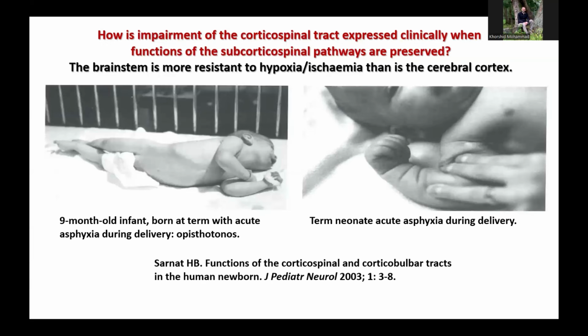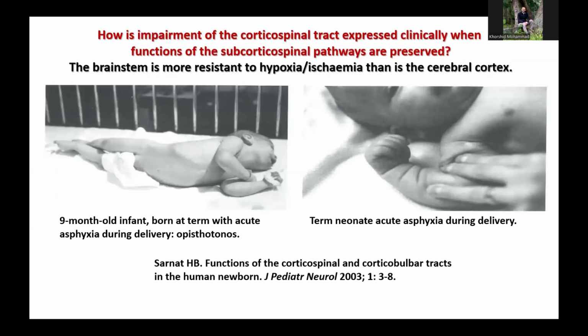What is the reason for that? The brainstem is more resistant to hypoxic ischemic injury than is the cerebral cortex. Therefore, the influence of the corticospinal tract from the cortex is going to be impaired sooner than, or selectively more than, the medial subcorticospinal pathway from the brainstem.